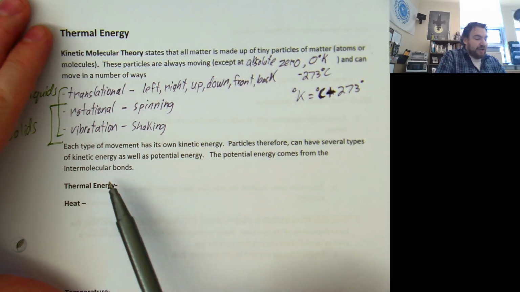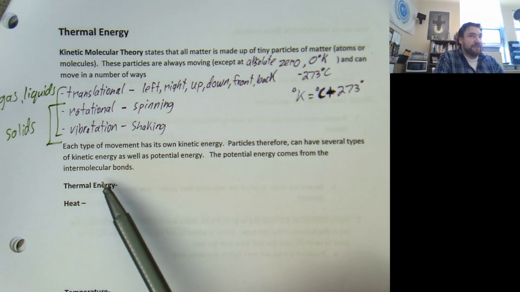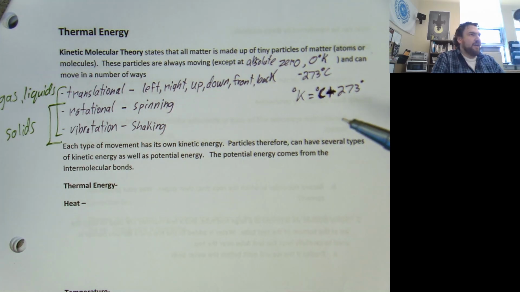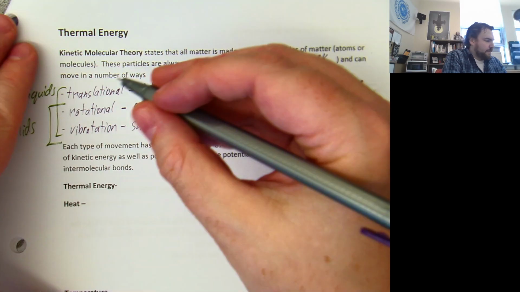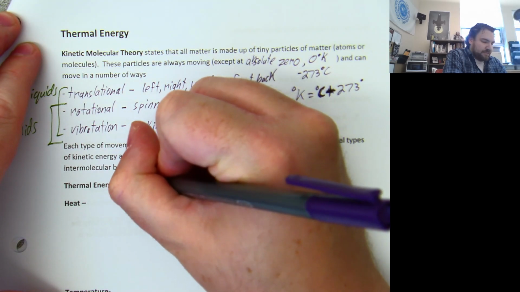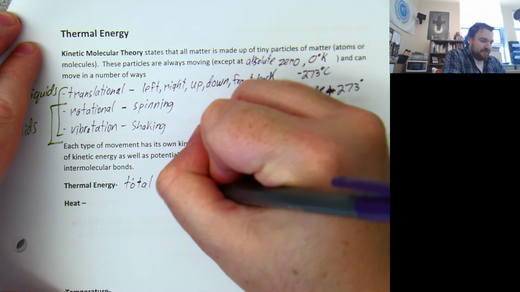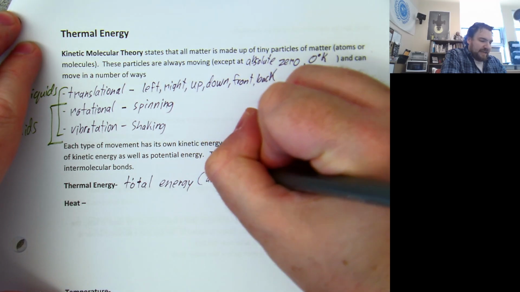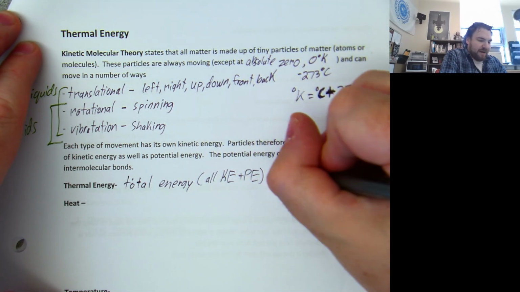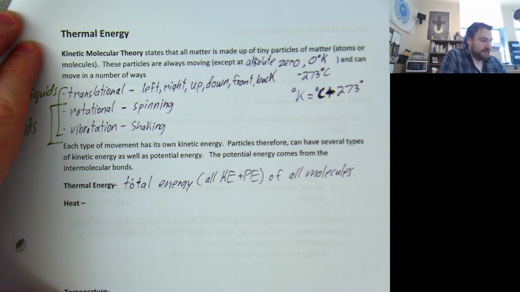So potential energy also, and there is chemical potential energy inside the bonds between the molecules. So there's all sorts of energy packed into an object that otherwise doesn't look like it's moving. So thermal energy we define to be the total energy, all KE and PE, of all the molecules in an object.